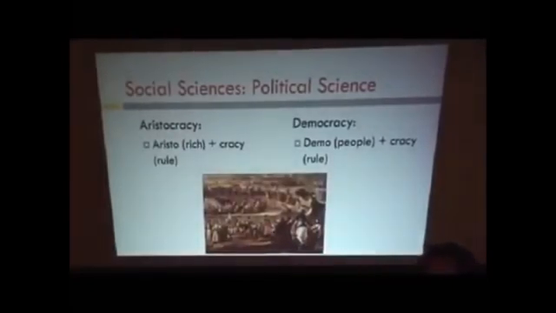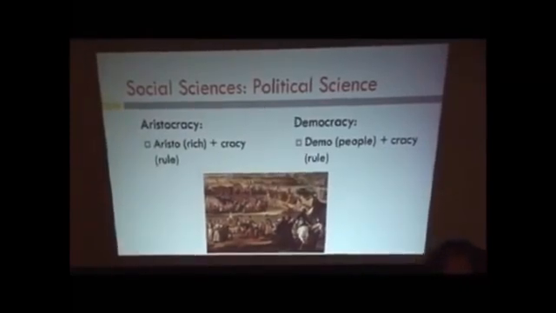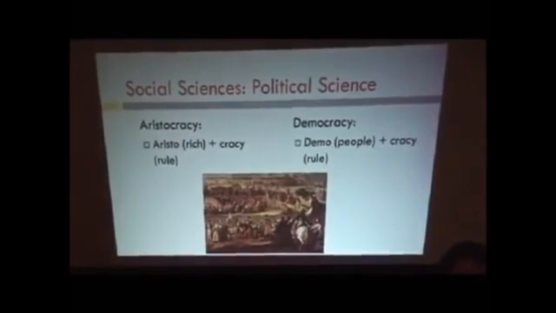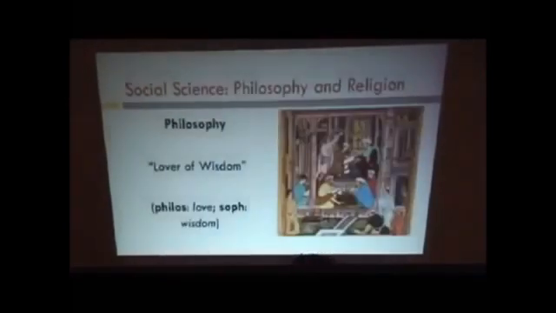Aristocracy: aristos means rich, so aristocracy is being ruled by the rich. Democracy: demo means people, being ruled by the people. And the most basic form of democracy is called mob rule. Then theocracy, monarchy. Okay, so like I said, social science.